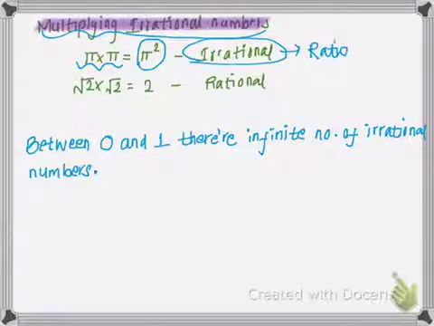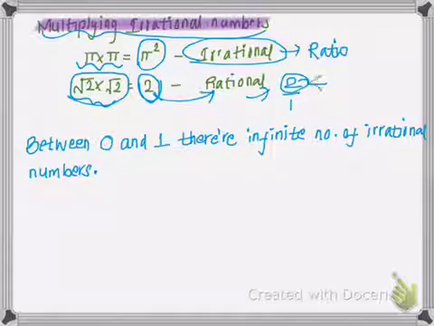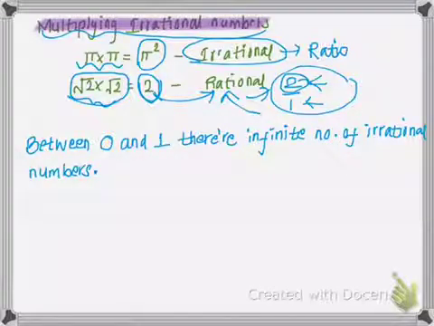But if we take a look at another irrational number, which is root 2, when we multiply root 2 with itself, we get 2. And 2 is a rational number because it can be expressed in the form of ratio, that is 2 by 1. We've got two different whole numbers, 2 and 1. And since it can be expressed in the ratio, it is a rational number.